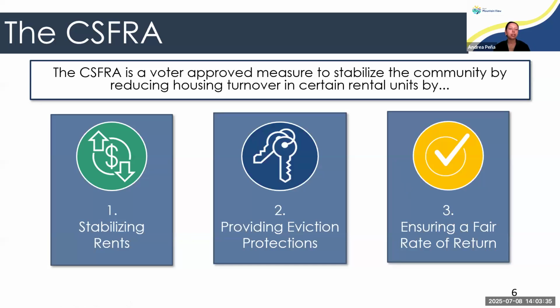So first, you are likely familiar with the Community Stabilization and Fair Rent Act. We refer to it as the CSFRA for short. This is a voter-approved measure to stabilize the community by reducing housing turnover in some rental units by stabilizing rents, providing eviction protections, as well as ensuring a fair rate of return. So this law typically covers apartments in the city.